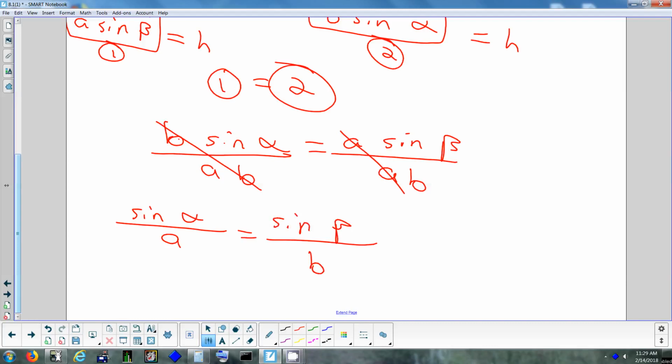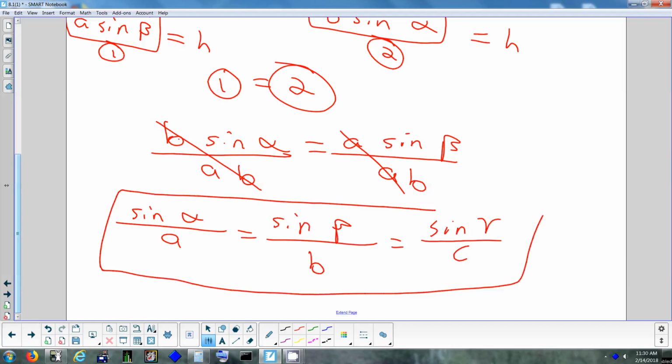Now there's a third part that we didn't prove, but looking at the pattern, does anyone have a guess what the third part of this would be? Sine of that new Greek letter, gamma, over C. And that is the law of sines. We didn't prove the third part. You could very easily do what we did again, but just from the pattern, you can assume that it works, and it does.